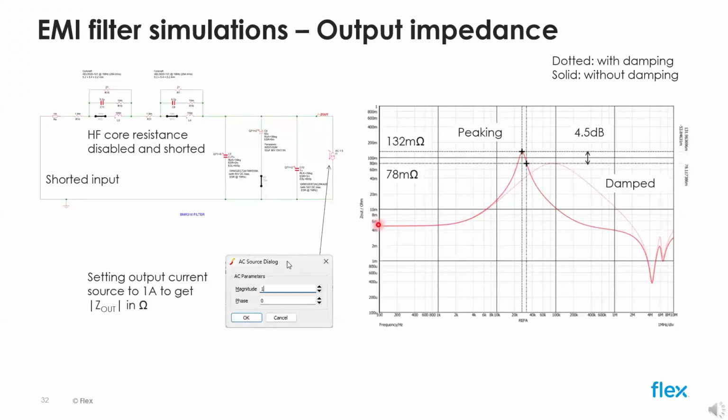I run the simulation 2 times, without damping resistor and with the resistor in place. The solid line is the undamped configuration, and the dotted line is including the damping resistor. The output resistance is quite low, but the difference between the 2 cases is a non-negligible 4.5 dB. What is the impact on system performance?